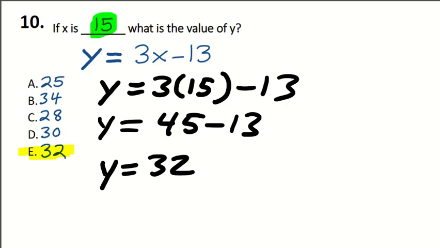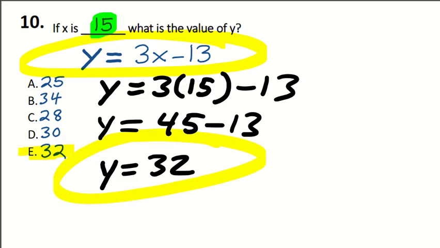We can accurately say that if the value of x is 15 in this particular equation, the value of y is going to be 32. Anyways, I do hope that you had a good time with this and that you understand that the value of y depends on the value we give x.